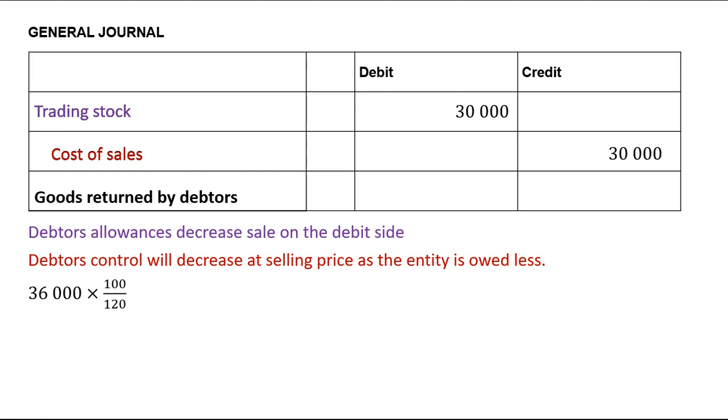The reason why we debit trading stock is because the debtor returned goods. That's why we debit trading stock, so we have more stock. And we credit cost of sales because cost of sales decreases. It only increases when we sell. Therefore, when goods are returned, it will decrease. We good? You got it, right? Awesome.